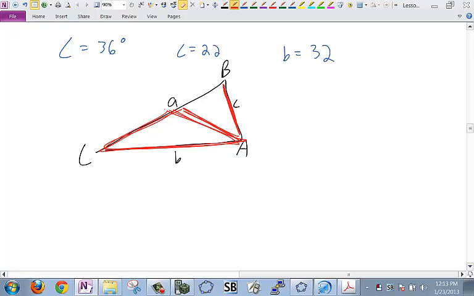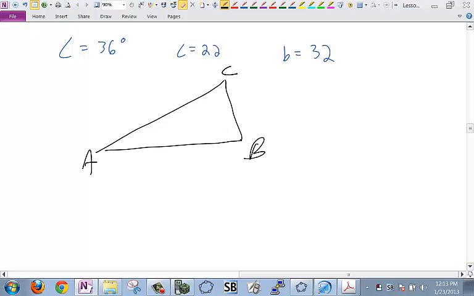Now here's the problem I see a lot of students do. They label the triangle differently. Maybe they just always label it ABC like this. How many of you usually do that? You just always label it ABC. That's fine. You can do it that way. Now, this is 36 degrees. This is 32. This is 22.